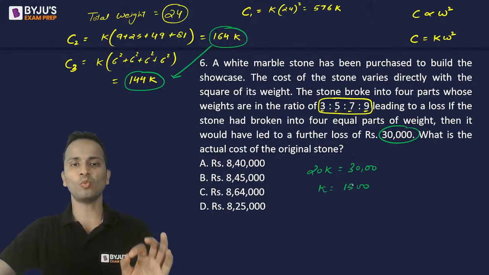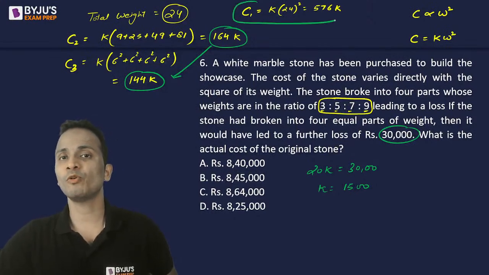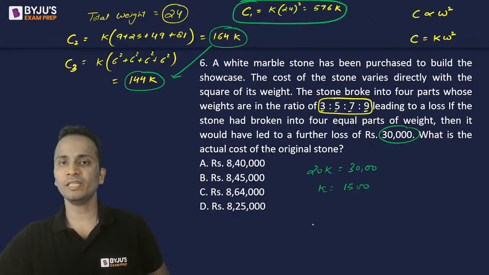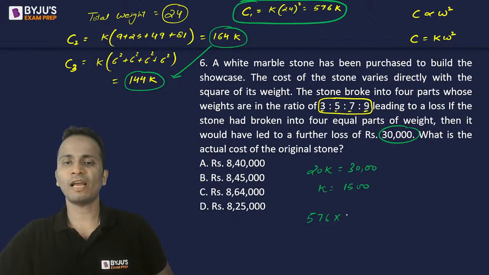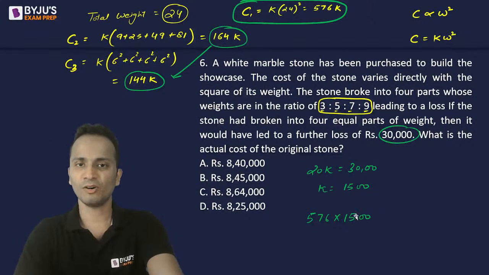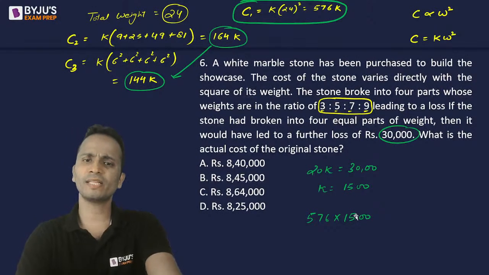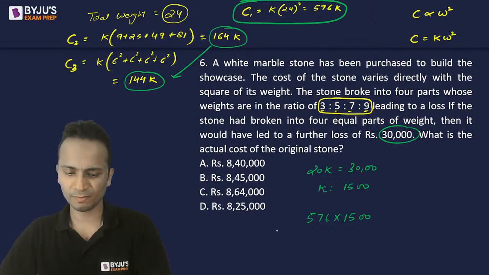All right. So what is the actual cost of the original stone? The cost of the original stone, given at the top of the screen, is 576K. 576 multiplied by 1500. That will be the final answer of this question. Okay. Am I clear? So you can solve this and you will get the answer.